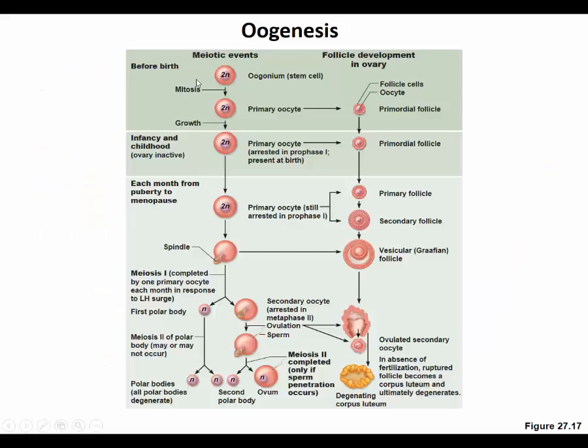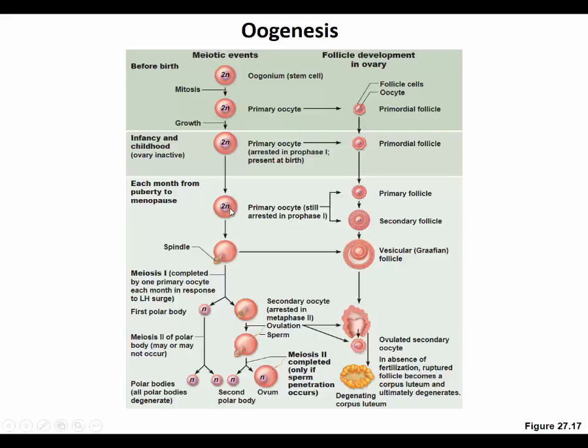So again, this is a nice chart because it tells you when everything is occurring. So before birth, childhood, puberty to menopause. So these are the reproductive years here. So here we can see, again, mitosis takes that oogonium, forms a primary oocyte. And that primary oocyte is going to just hang out until puberty.